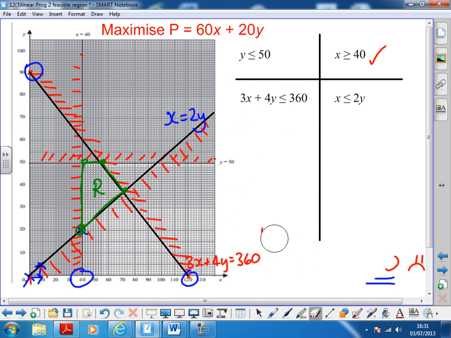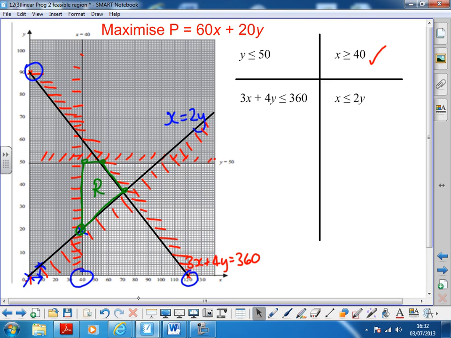Okay, so we've got our feasible region all sketched out. Just to remind you, let's plot the objective line. The line we would use is the ruler line. We won't bother going through all the simultaneous equations, but just as a reminder, what do we do with that line P equals 60x plus 20y? Well, we can't plot it as it is, can we?